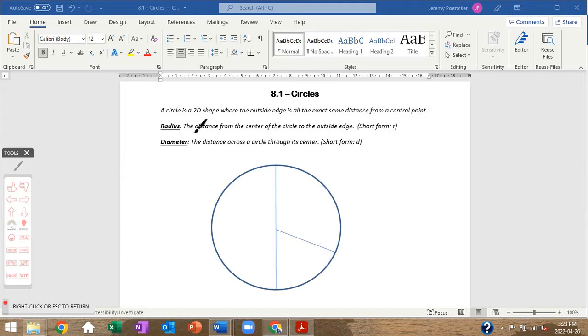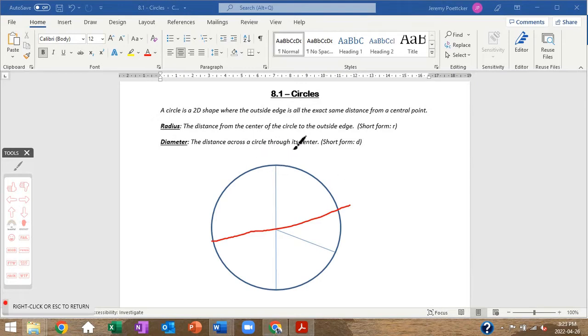And that distance from the center of the circle to the outside edge is the radius. Short form is a lowercase r. If we measure the distance through the center of a circle, often we draw it vertically like this, but it could be any direction. Assuming I could draw a straight line, it could be from here to here, which is almost a straight line. That would be the diameter, the distance across a circle through its center.